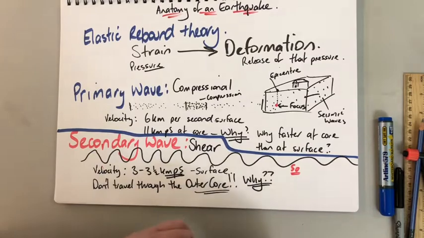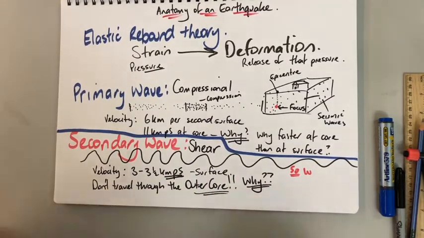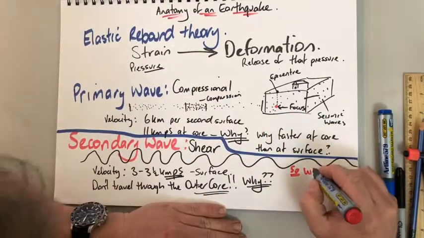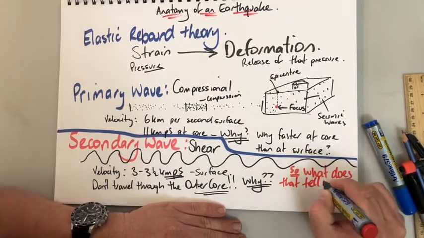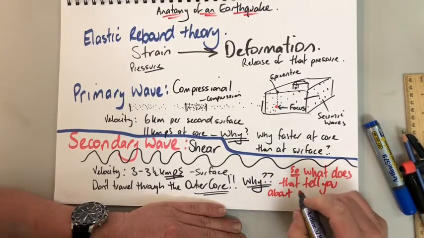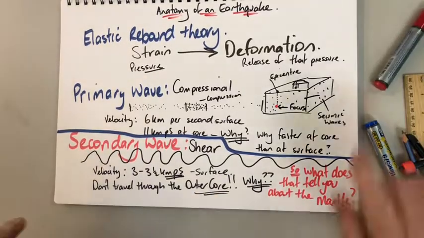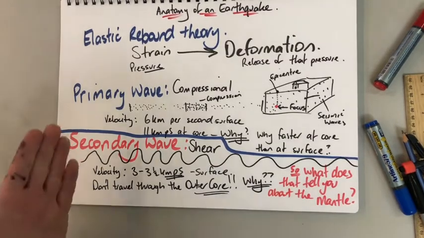And I want to reassure you what the mantle is actually made of. So you're all obviously going to be saying that it's not traveling through the outer core because of this reason. But what does that tell you about the structure of the mantle? You're going to answer me that in Teams, maybe Friday. Actually, definitely Friday.